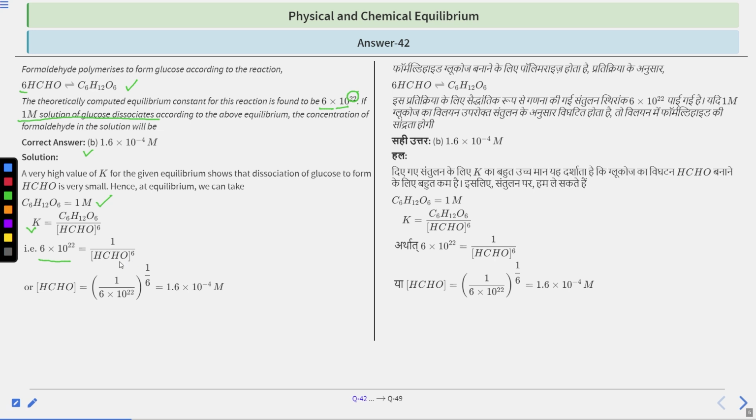From this we can calculate the concentration of formaldehyde by this formula: 1 upon 6 into 10 to the power 22, to the whole power 1 by 6. We just interchange the terms in this equation, and the final concentration for formaldehyde comes out as 1.6 into 10 to the power minus 4 molar. Thus our correct option B is the right answer.